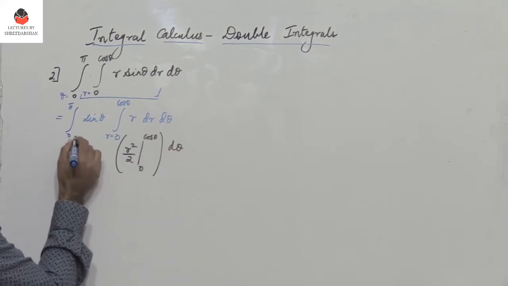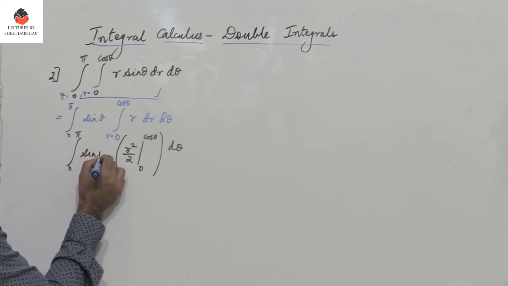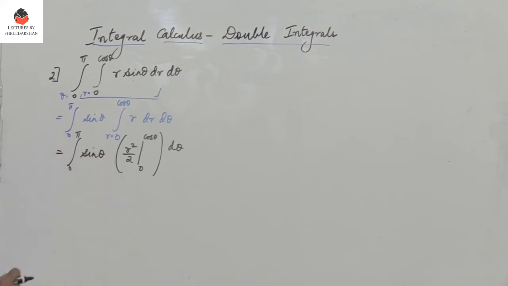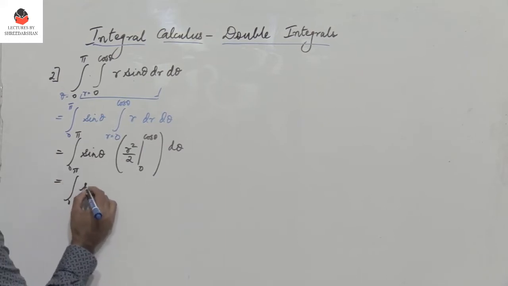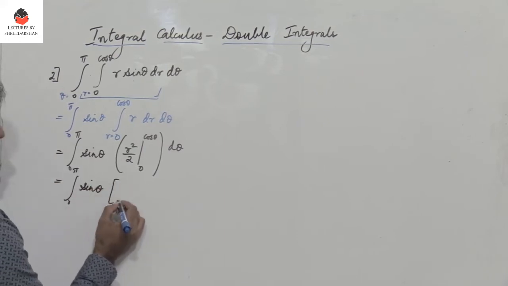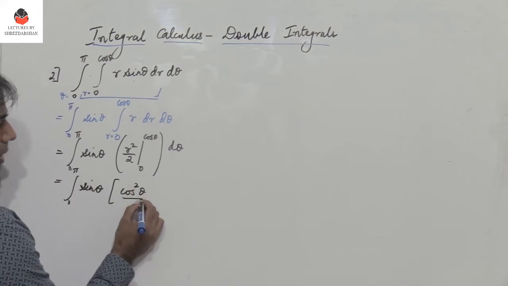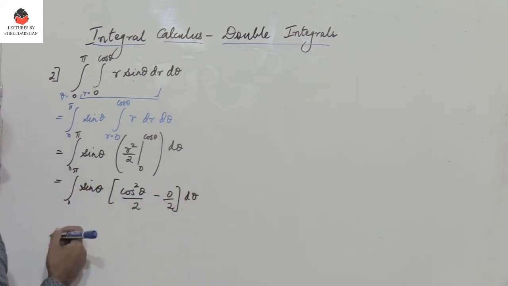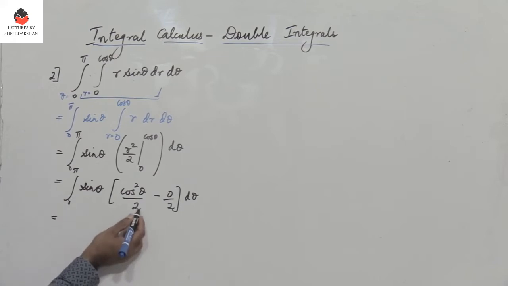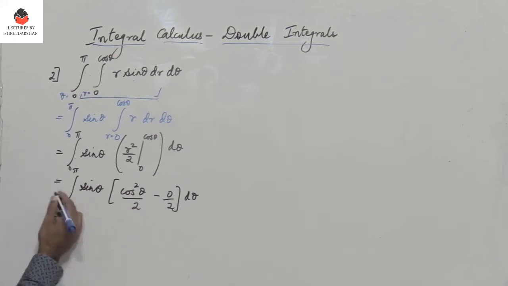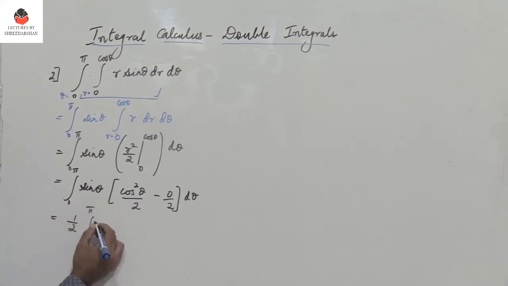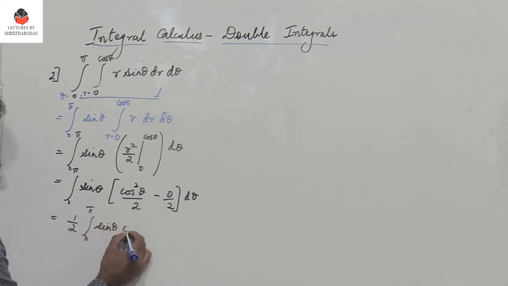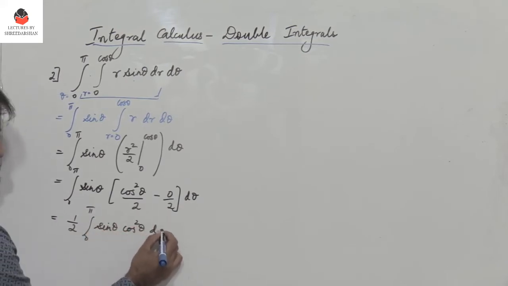So you have r square by 2 with r varying from 0 to cos theta, and then you have d theta integral 0 to pi sine theta. So wherever r is there, you put cos theta first. So you have integral 0 to pi sine theta, and you have cos square theta by 2 minus 0 by 2 d theta. So this is nothing but cos square by 2. So I can take 2 outside the integral. So 1 by 2, 0 to pi, you have sine theta cos square theta d theta.